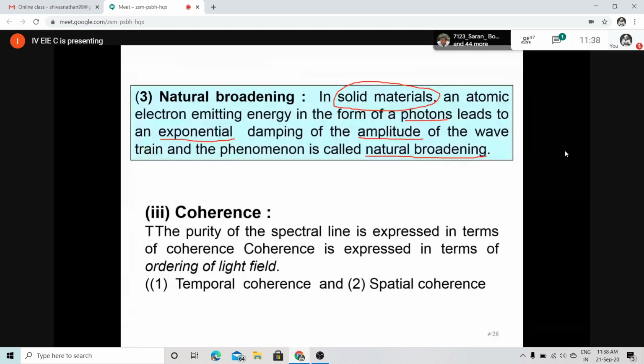And coming to collision broadening, as the name suggests, collision is going to take place at the time of emission, which causes a frequency shift and phase shift, accompanied by broadening.